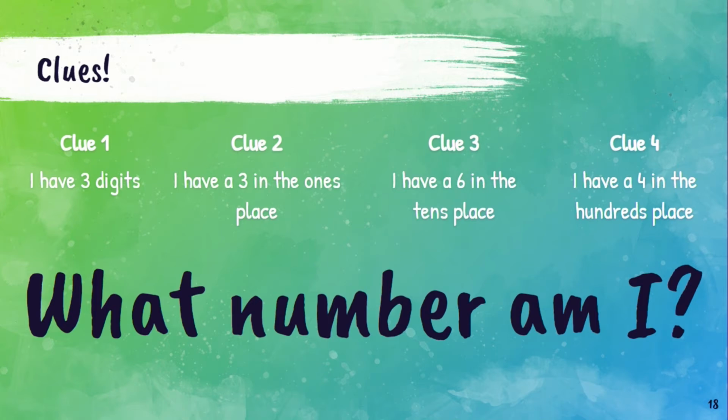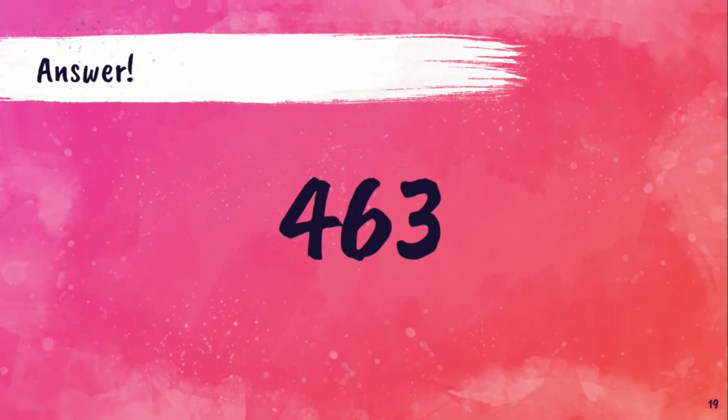Clue 1 is I have 3 digits. I have a 3 in the ones place. I have a 6 in the tens place and a 4 in the hundreds place. What number am I? 463 is right. If you got it right, you got a quick dance party. Woo-hoo.